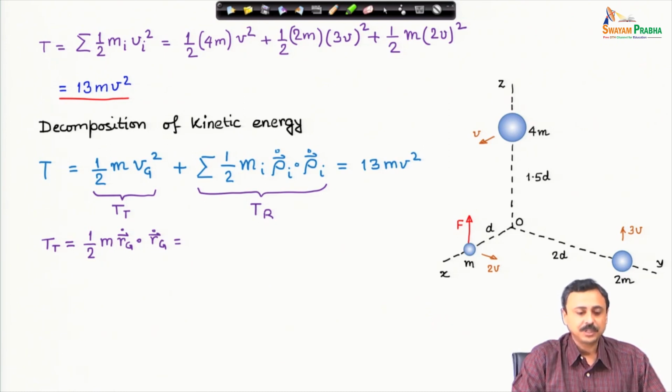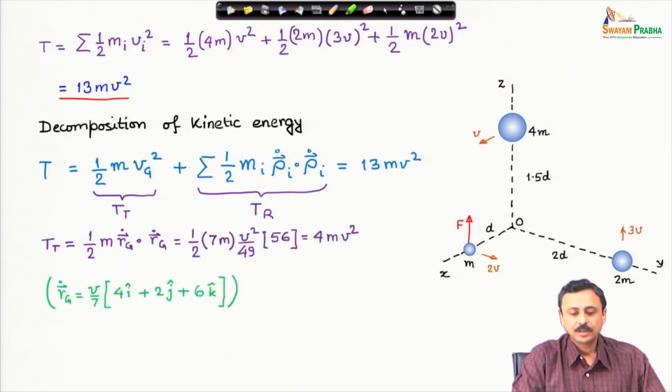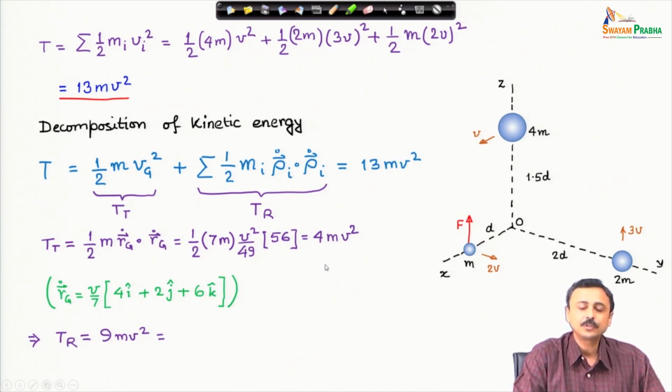The kinetic energy of translation, which is half m times the velocity of the center of mass squared, can be obtained easily because we have already found the velocity of the center of mass, Rg dot, and just substituting in this expression we have the kinetic energy because of the motion of the center of mass. The kinetic energy because of the motion of particles about the center of mass can be found by subtracting. The translational kinetic energy turns out to be 4 m v squared, the total kinetic energy is 13 m v squared. Therefore, the difference is 9 m v squared, that must be the kinetic energy due to the motion of the particles about the center of mass.